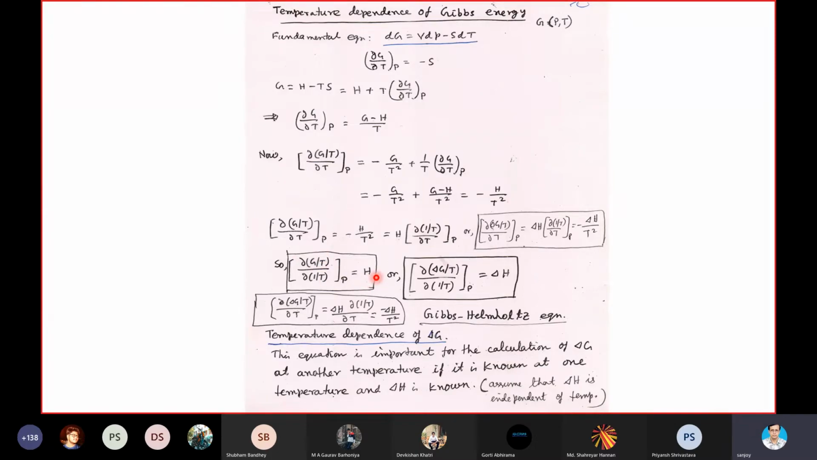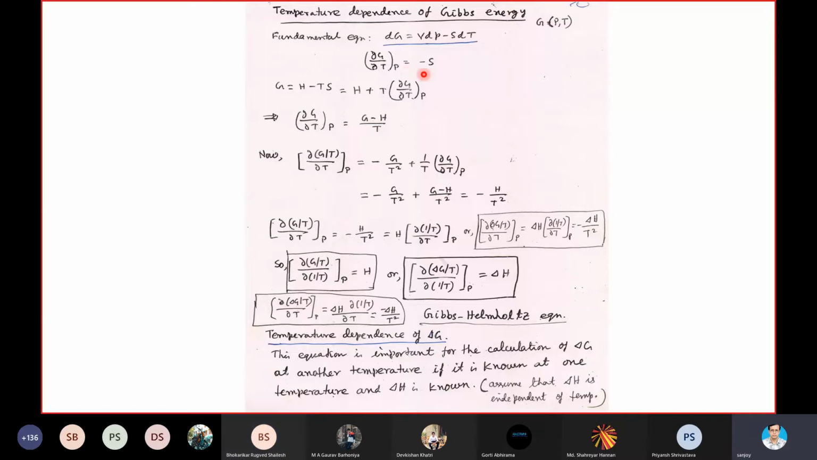Sir, you have written minus of H by T square is equal to H into dou of 1 by T by dou T, but why have you applied the constant pressure condition? Because in minus H by T square, you can write dou of 1 by T by dou T even if pressure is not constant. No, that is independent of pressure. But since the whole process is going on at constant pressure, we started with constant pressure, the whole process is at constant pressure.